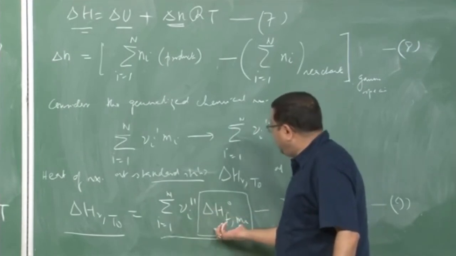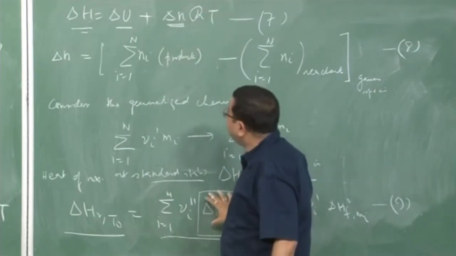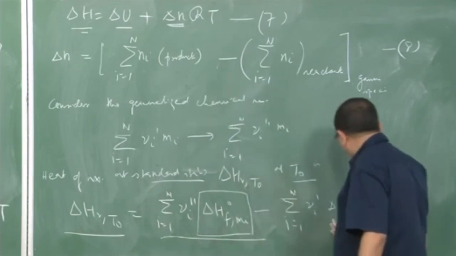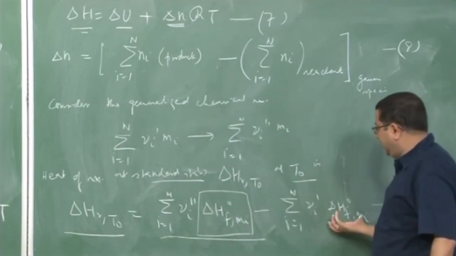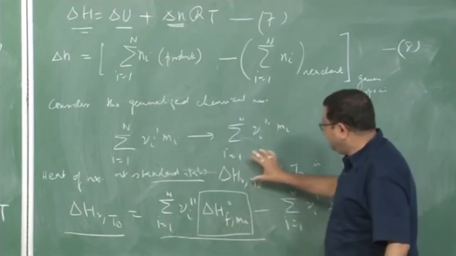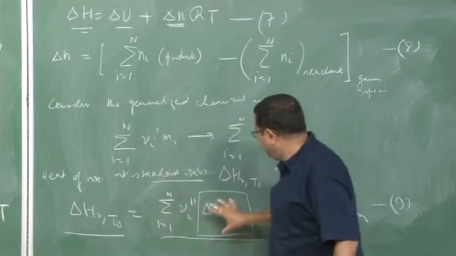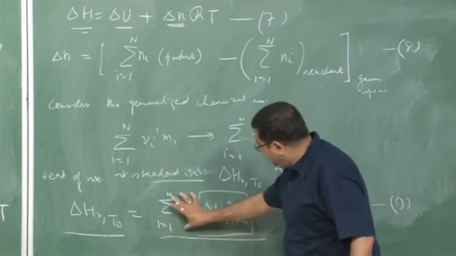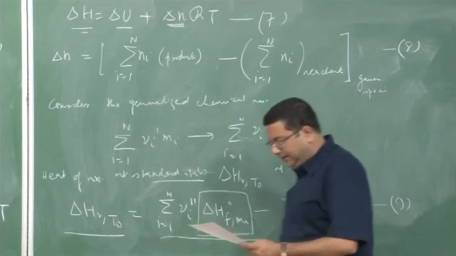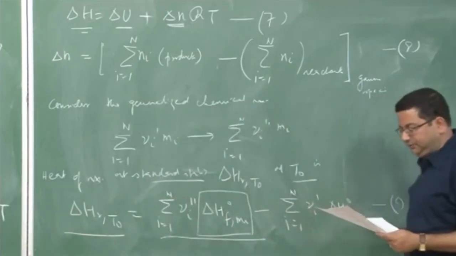So, delta H F m I is the heat of reaction for the products, or the total enthalpy of the products at the standard state, minus the total enthalpy of the reactants at the standard state. Since both of them are defined for the standard state, the total heat of reaction at the standard state is nothing but the total enthalpy at the standard state for the products minus the total enthalpy at the standard state for the reactants. So, this is how we get the heat of reaction.